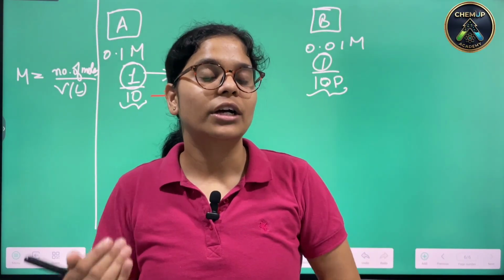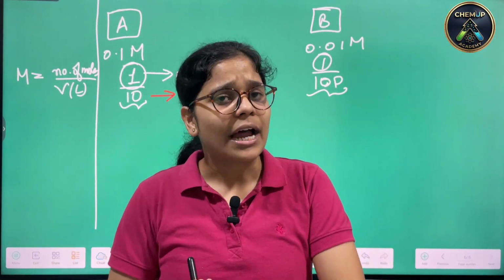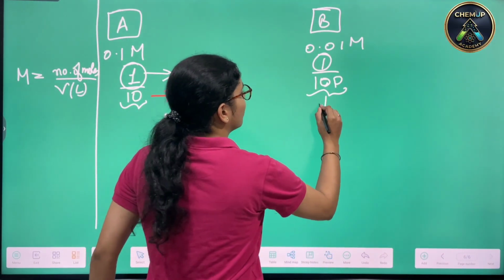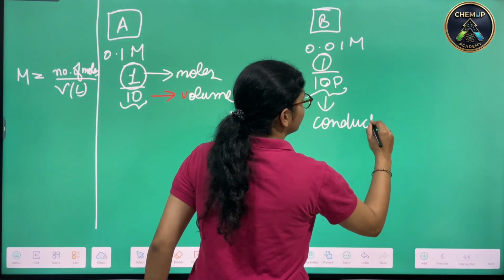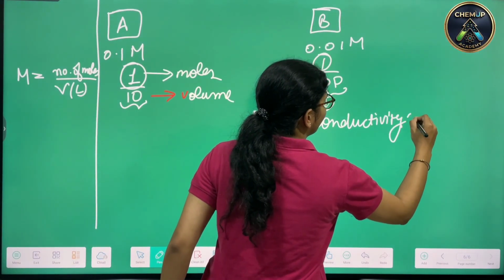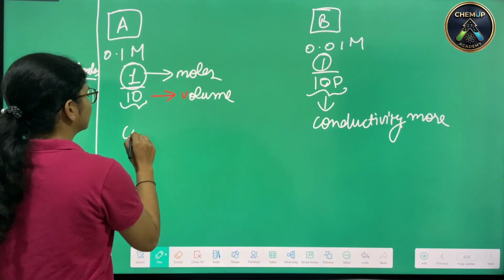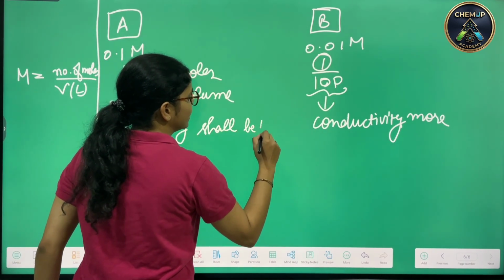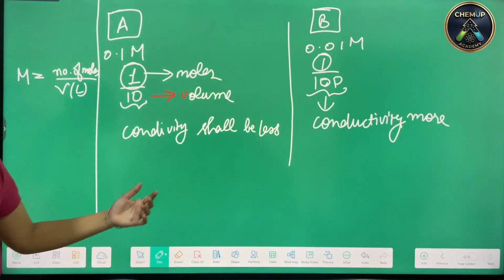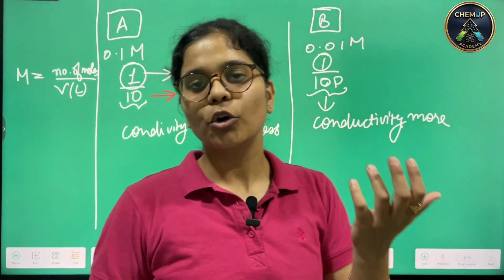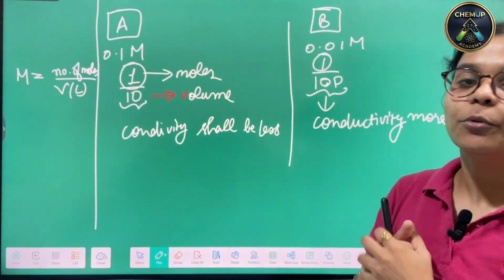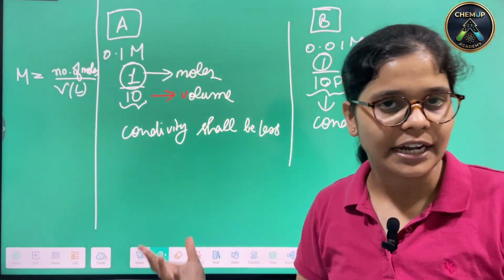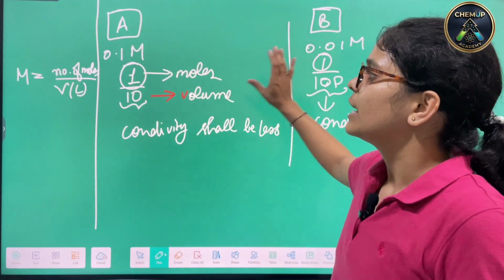And whenever we talk about conductivity, we always talk about the randomness of the mobility of the ions. Therefore, where will we get more mobility? Here. Where will conductance be more? Here. Here the conductivity will be more and here conductivity shall be less. So this is how you can differentiate molarity from molar conductivity or molar conductance, how conductance changes for solution A and for solution B.